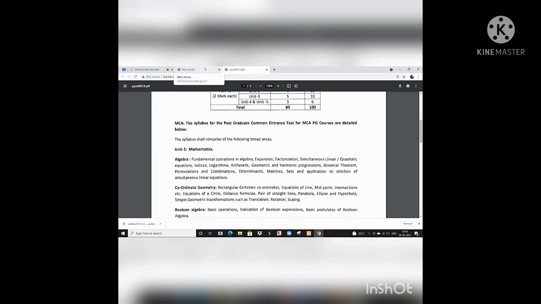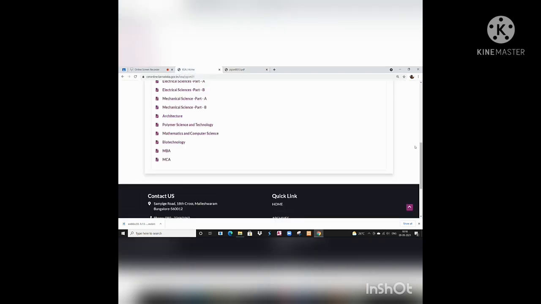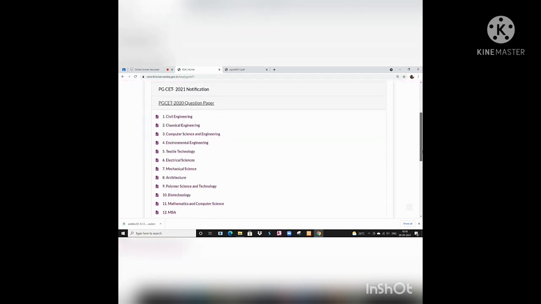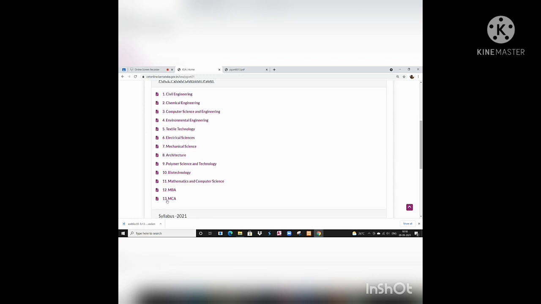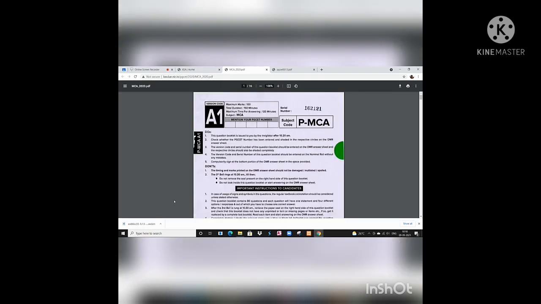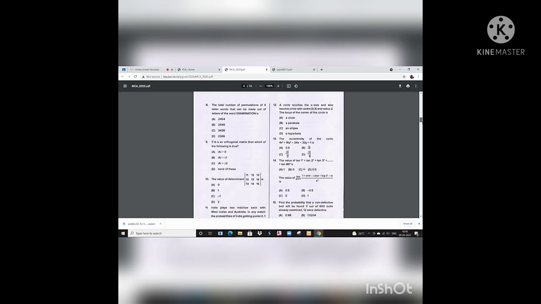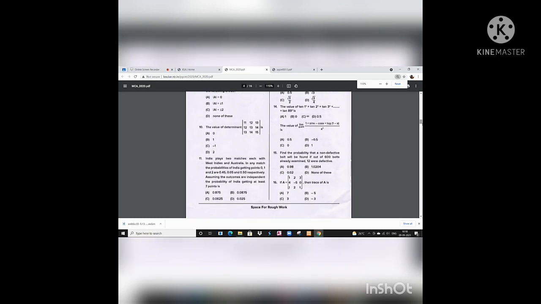Then let's see the question paper. Okay, see the 2020 question paper. Click on this, then MBA, MCA, whatever. Click on MCA, then you can see the question paper. This is the official question paper which we got last year. I hope you can see the screen.